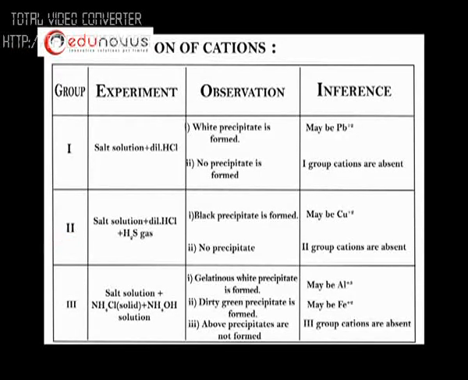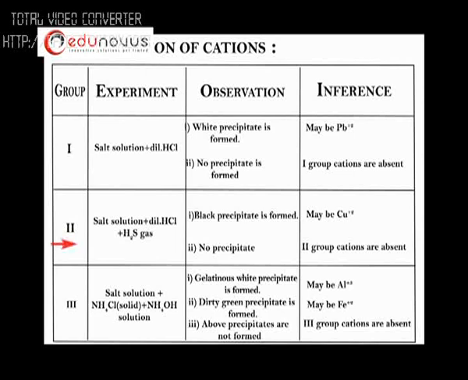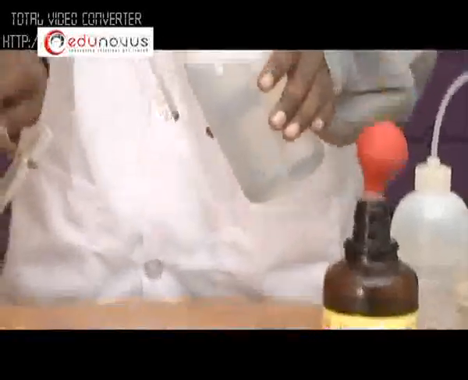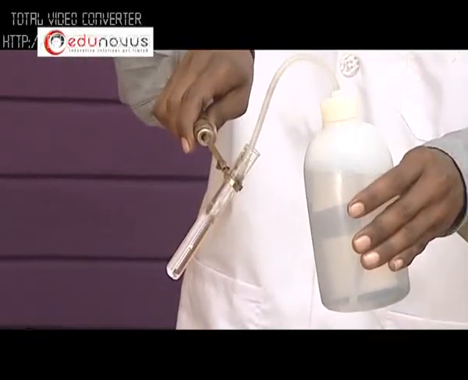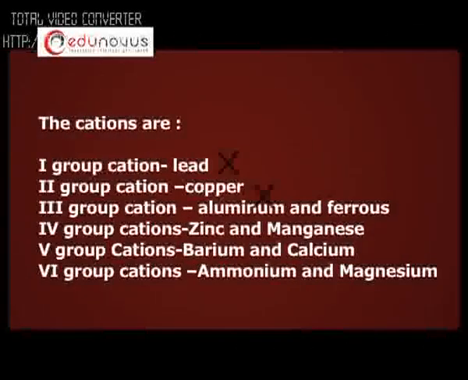Now, we test the sample for the presence of second group cation copper. The second group test, salt solution plus diluted HCl plus hydrogen sulfide gas. To the previous test tube, we add hydrogen sulfide gas. No precipitate is formed. Therefore, we infer that second group cation copper is absent. Therefore, we eliminate second group cation copper from the list.